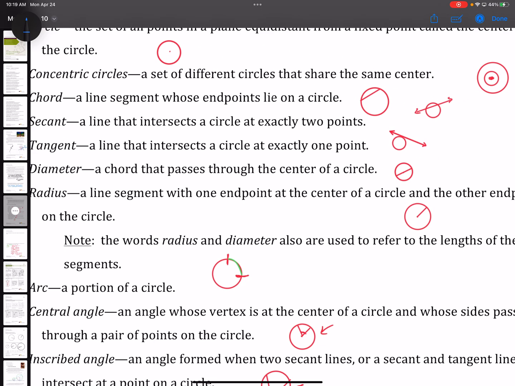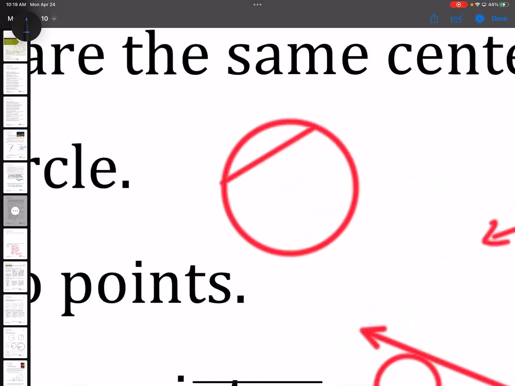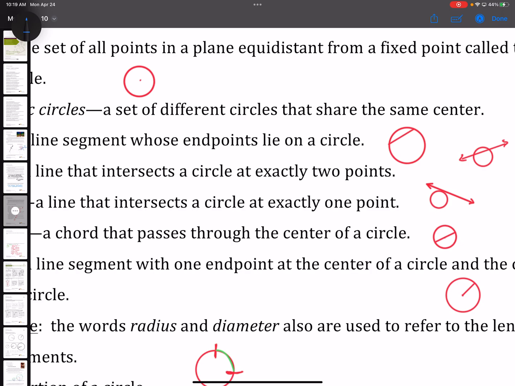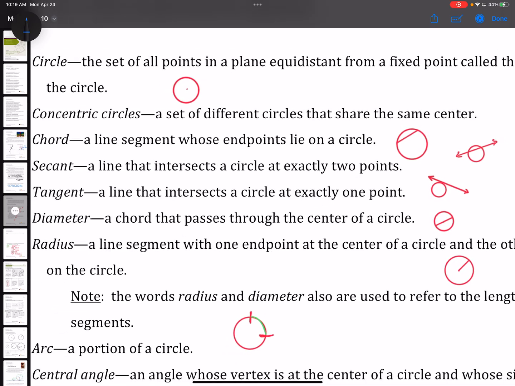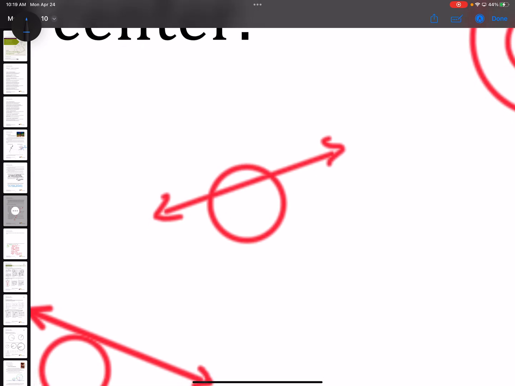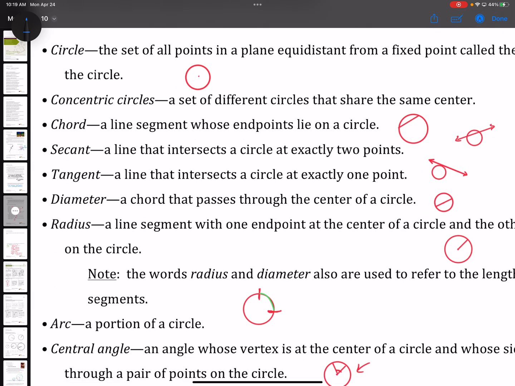How about a chord? Psych, it's a chord. Tayson. Like a musical chord? Nope, a circular chord. A chord of a circle is a line segment whose endpoints lie on a circle. Okay, and a secant. A line that intersects a circle at exactly 2 points. All right. Tangent.